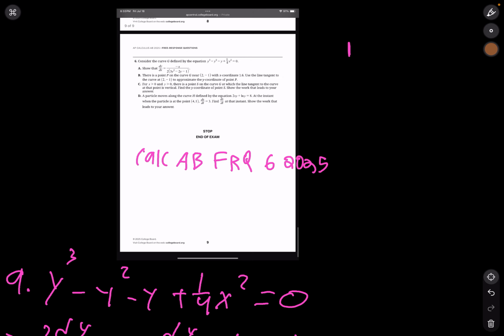Scrolling. A particle moves along the curve h defined by the equation 2xy plus natural log of y is equal to a. At the instant when the particle is at the point (4, 1), dx dt is equal to 3. Find dy dt at that instant. Show the work that leads to your answer.